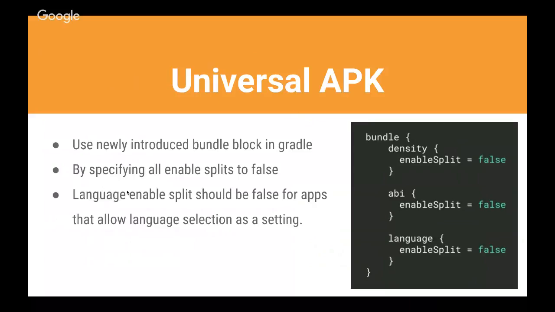Now, for a universal APK, for example, you can turn all of these flags to off, and that would make sure that you get the entire APK served by Play the same way as you would have been uploading it earlier. So there is no optimization in that case.